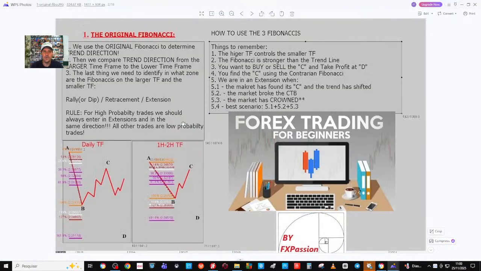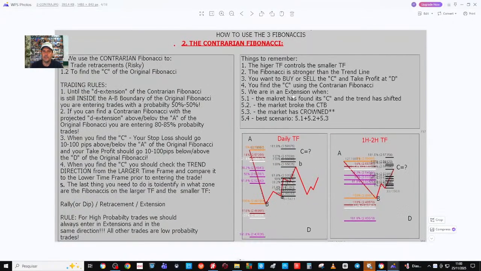And then we compare the trend direction from the larger time frame to the lower time frame. Number three, the last thing we need to identify is in what zone the Fibonacci's are on the larger time frame and the smaller time frame. So we are comparing the three Fibonacci's, and now how to use them.